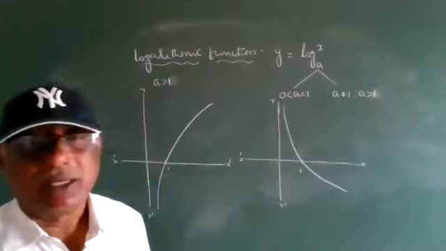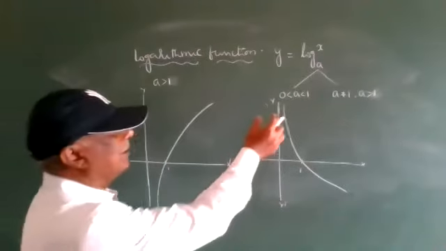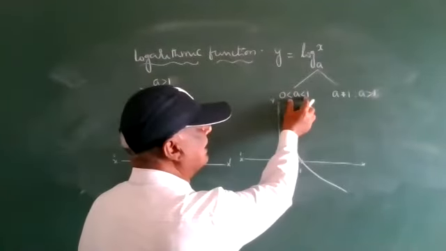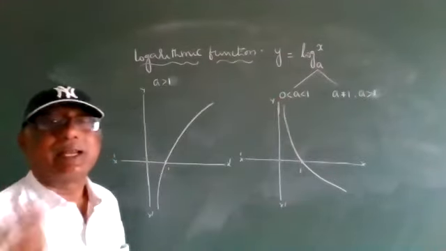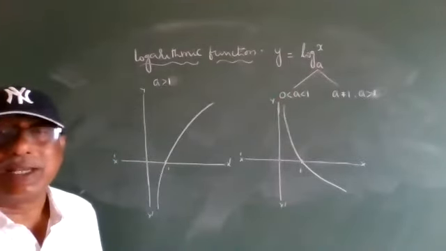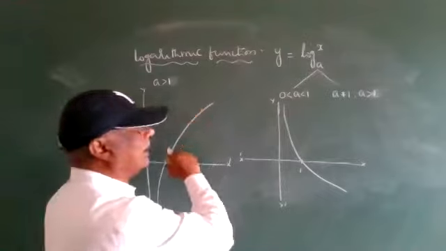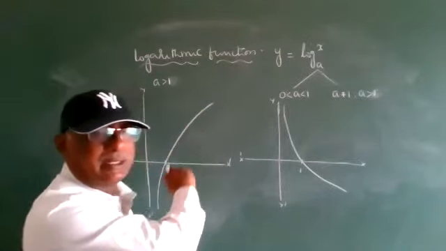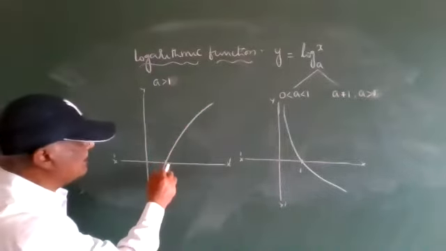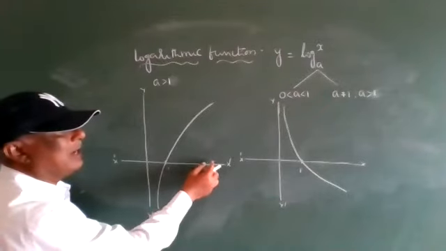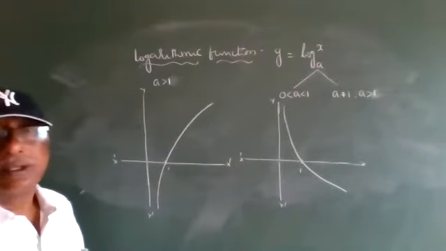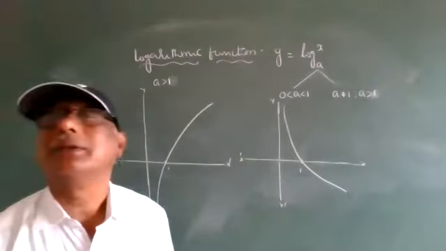First condition: below 1. Second condition: above 1. Two conditions we take. Above 1 means the graph of this one is going on. The x values are above 1. Okay? Above 1.